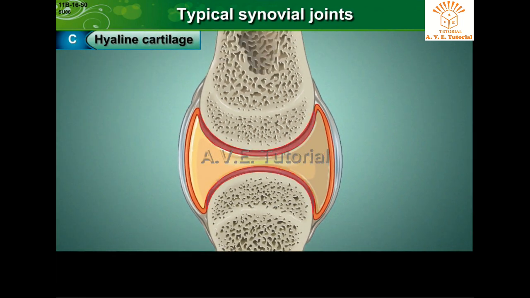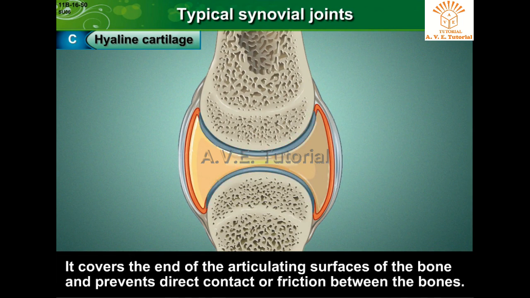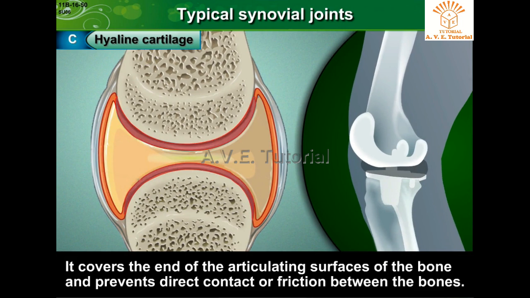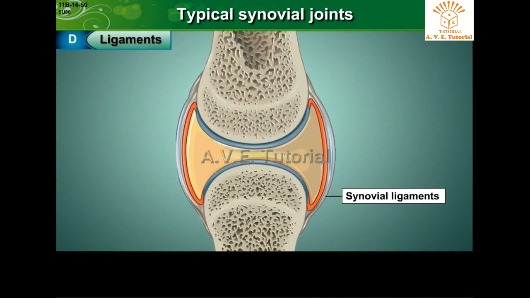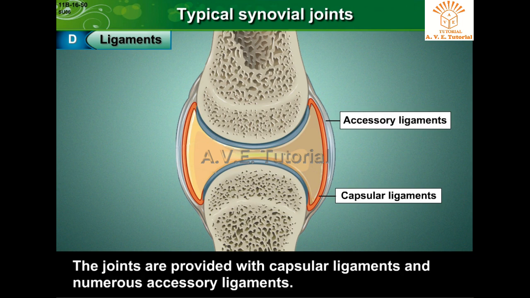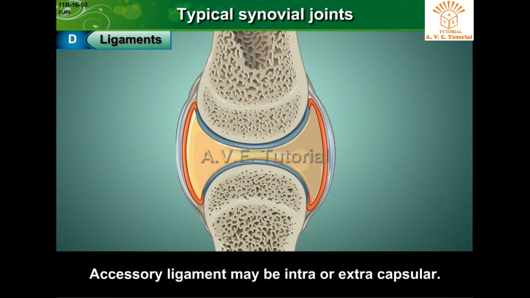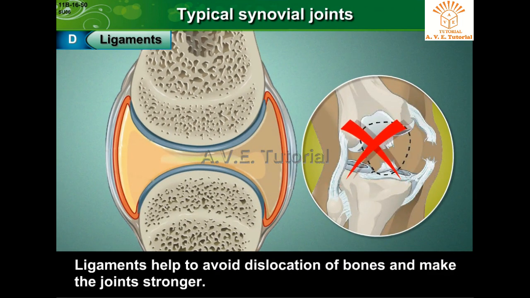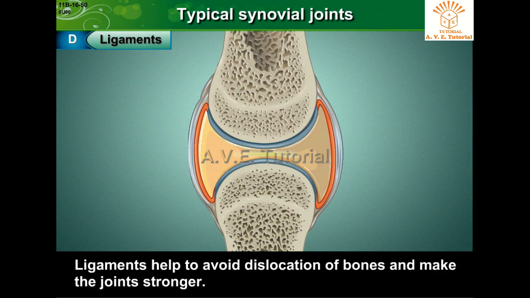C. Hyaline cartilage. It covers the end of the articulating surfaces of the bone and prevents direct contact or friction between the bones. D. Ligaments. The joints are provided with capsular ligaments and numerous accessory ligaments. Accessory ligaments may be intra or extracapsular. Ligaments help to avoid dislocation of bones and make the joints stronger.